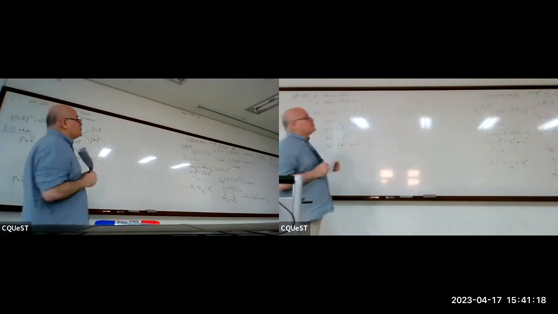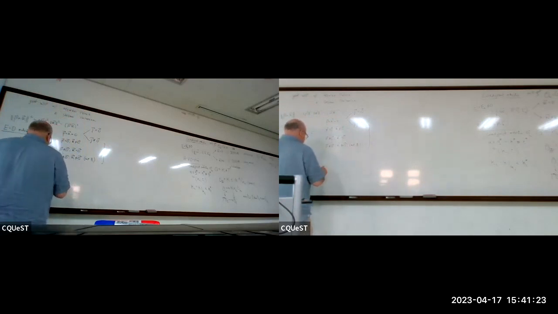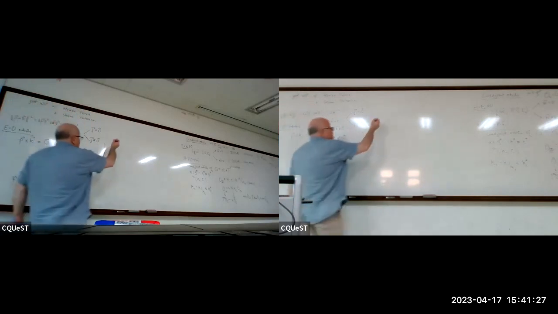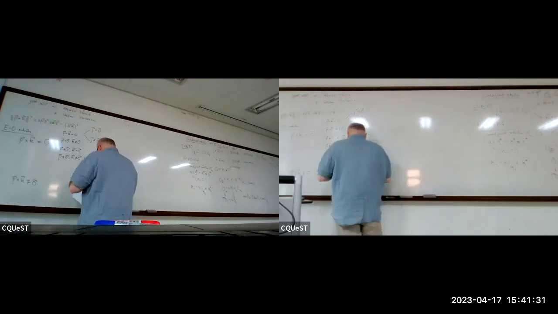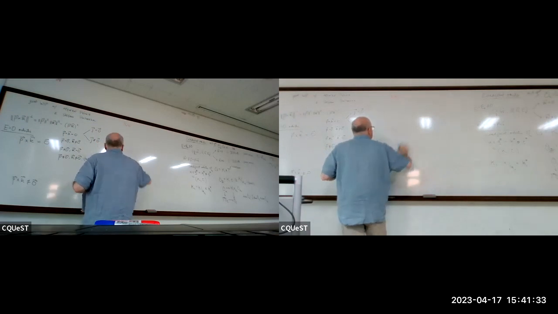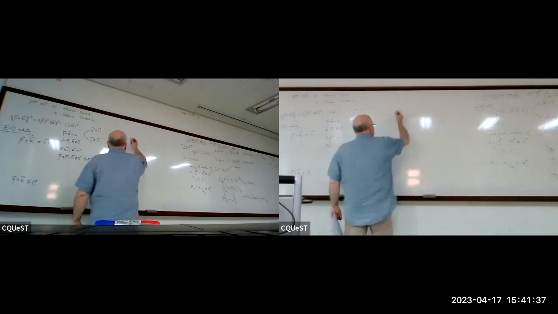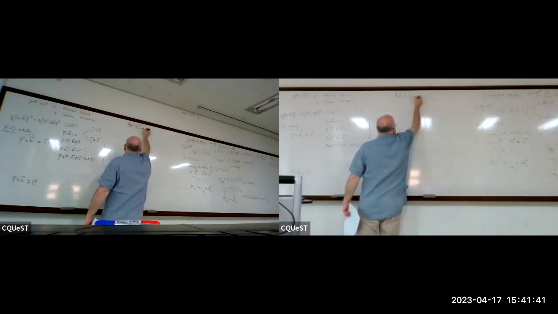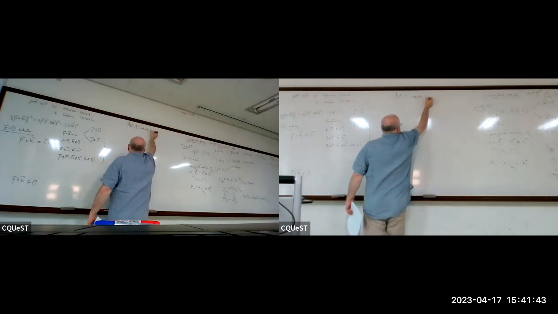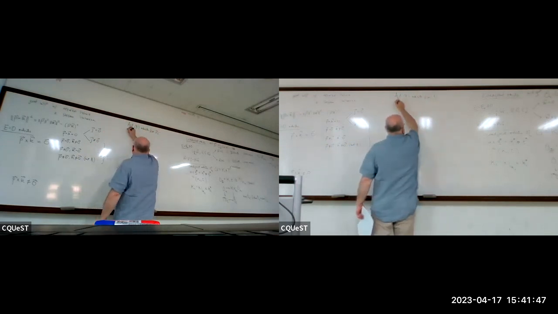I didn't say automorphisms of the Carroll algebra. So let me write it here very, very quickly. So automorphisms of the Carroll algebra, which fix the angular momentum, because you can always rotate, but let's say which fix these guys.